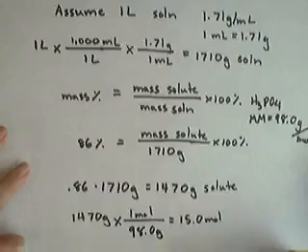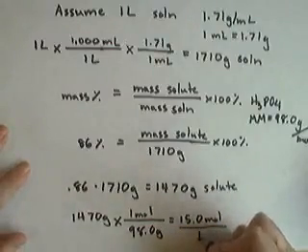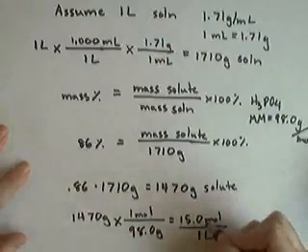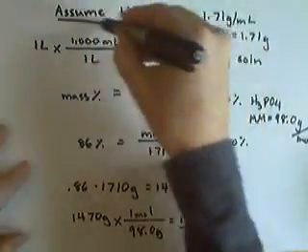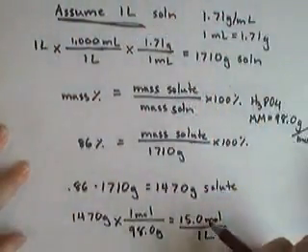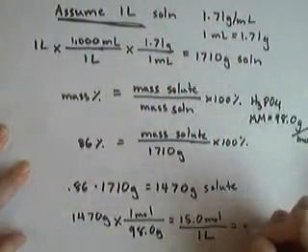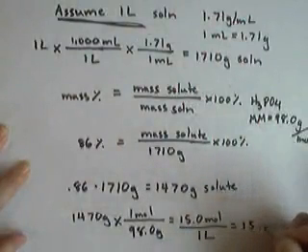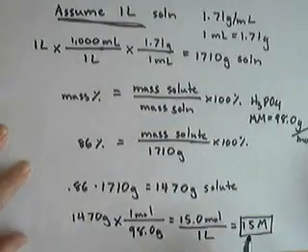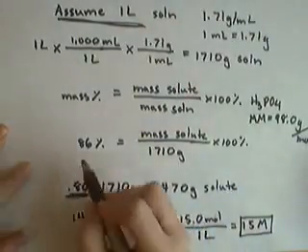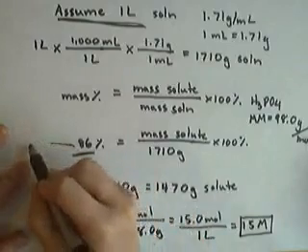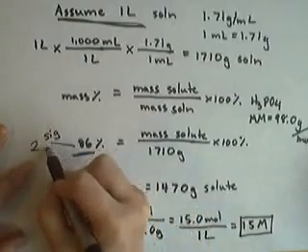We're trying to get molarity. Molarity is just moles divided by liters. We said that we started off by assuming that we had 1 liter of solution. So this 15 moles must be in 1 liter of solution. So our molarity is 15 molar. And I've rounded this to 2 sig figs because our 86% had only 2 sig figs.